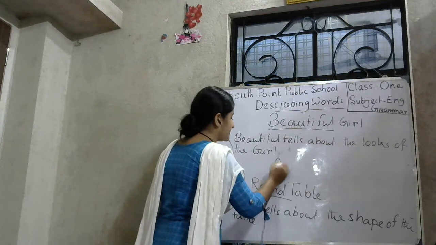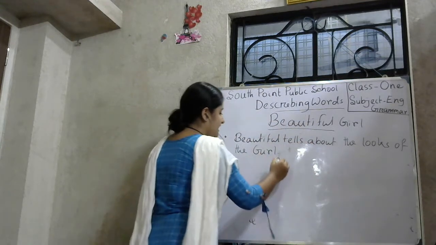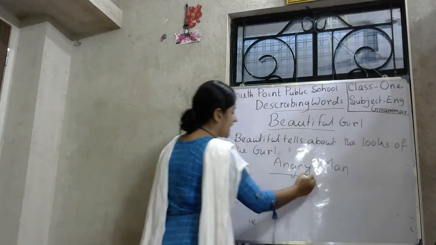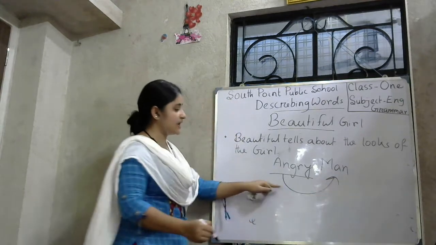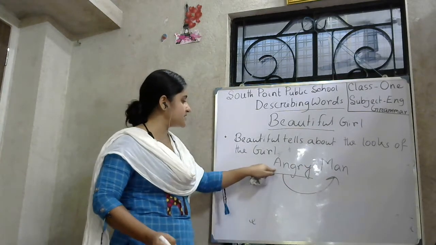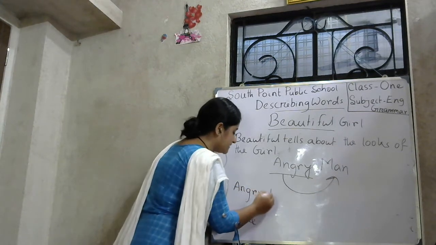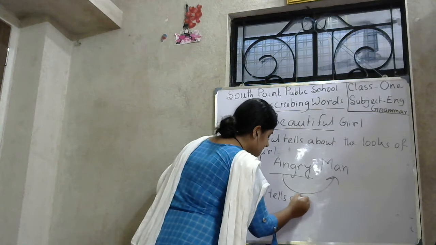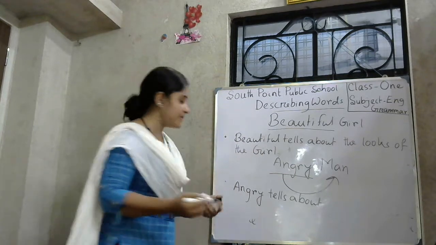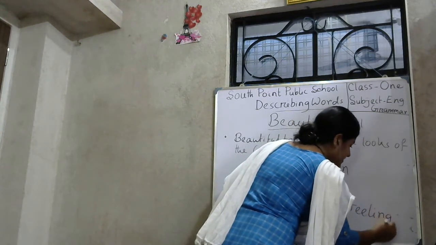Then angry man. I am writing the next example. A-N-G-R-Y. Angry man. Here the word angry tells more about the man. Here man is a noun or naming word and the word angry tells about the man. We can write angry tells about the feelings of the man. Angry man. Angry tells about the feelings of the man.